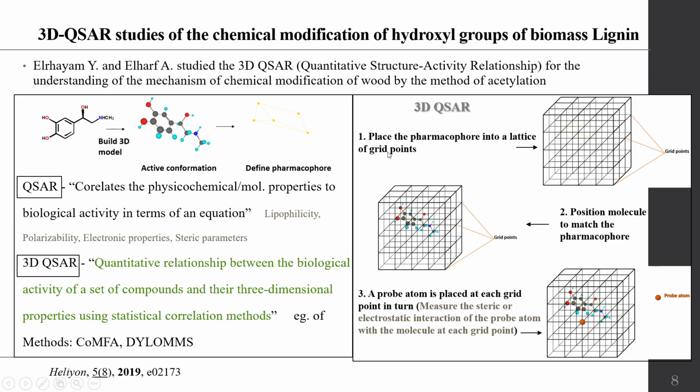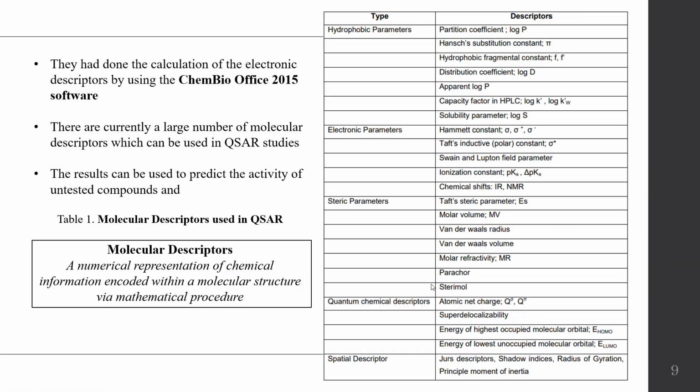Here we can see that we have to place the pharmacophore into the lattice of grid points. These are the grid points which are already inside the box. Then we have to put the position of the molecule which matches the pharmacophore. The probe atom is placed at each grid point in turn, which measures the steric or electrostatic interaction of the probe atom with the molecule at each grid point. Here we can see the different types of parameters and their descriptors.